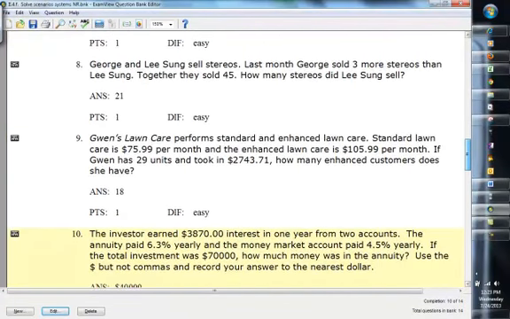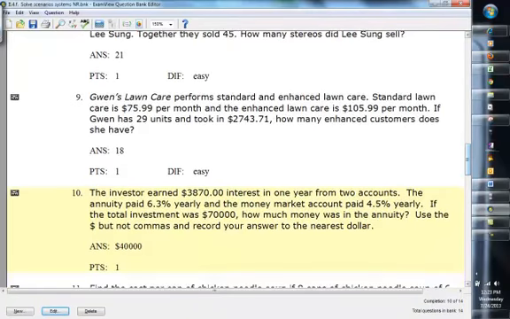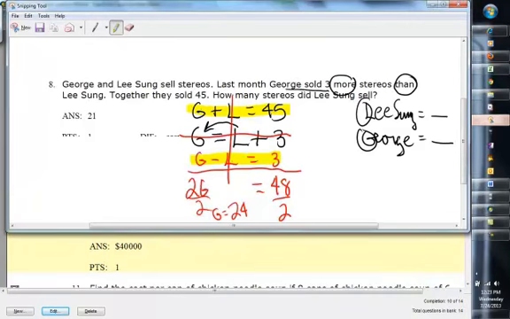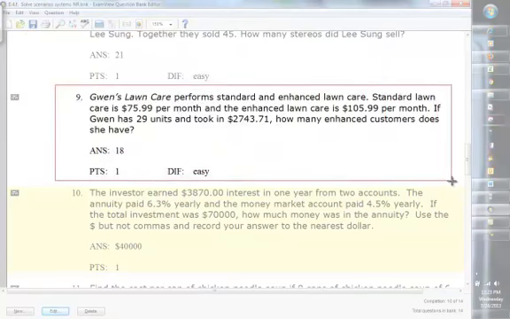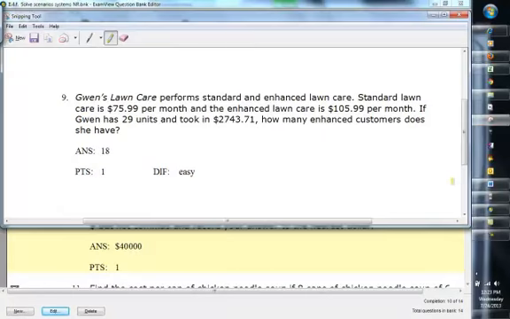Gwen's Lawn Care performs standard and enhanced lawn care. Standard lawn care is $75.99 per month. The enhanced lawn care is $105.99 per month. If Gwen has 29 units and took in $2,743.71, how many enhanced customers does she have?